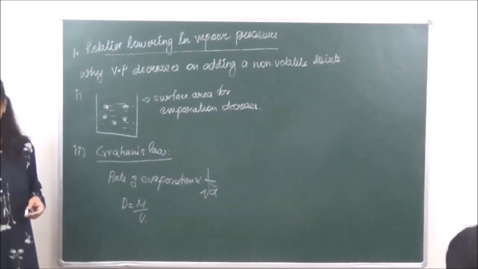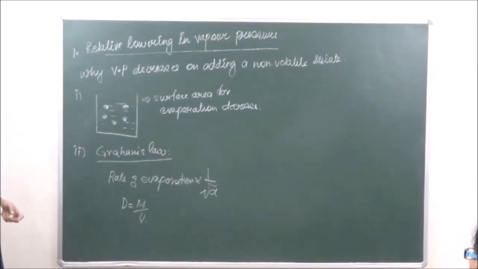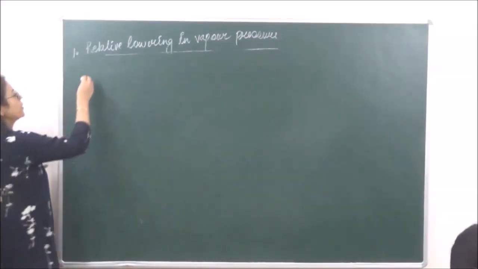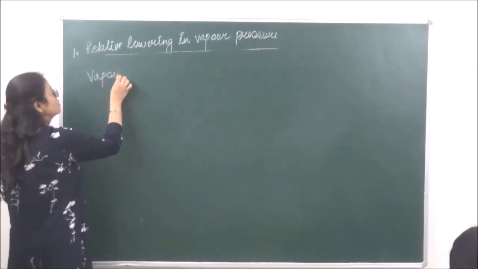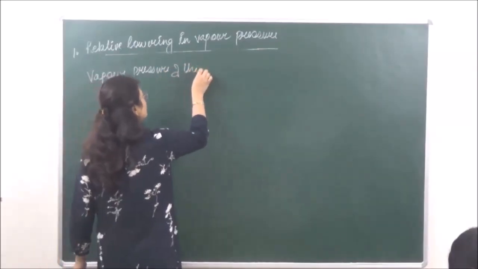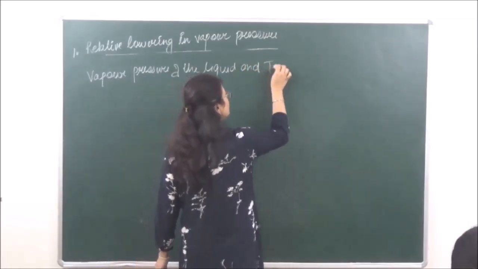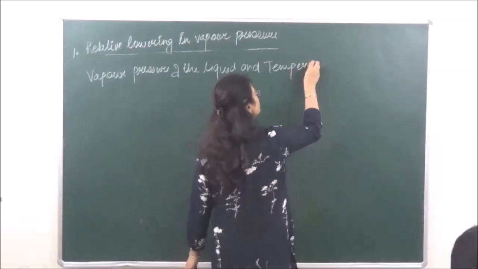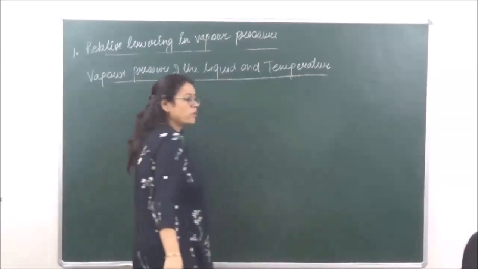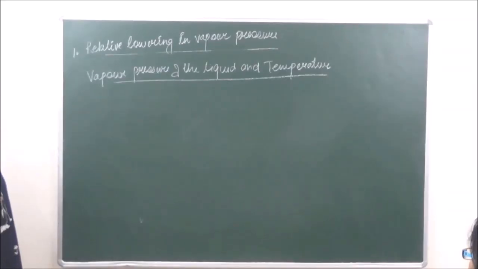Now from this section, we are going to do certain numericals. But first of all, let's study the vapor pressure of a liquid and temperature. What is the connection between the vapor pressure of the liquid and temperature? It is quite obvious that as the temperature increases, the vapor pressure will also increase. Isn't it? Because the rate of evaporation will increase with increase in temperature.